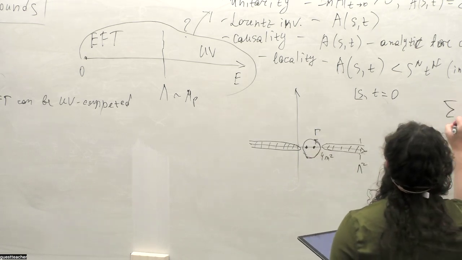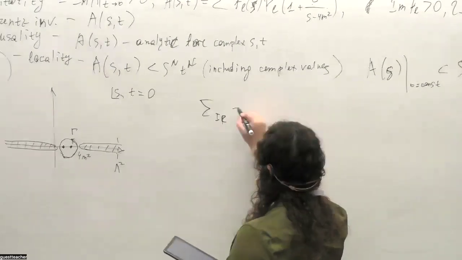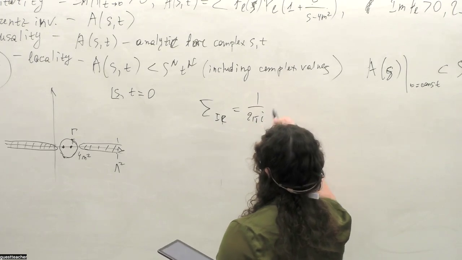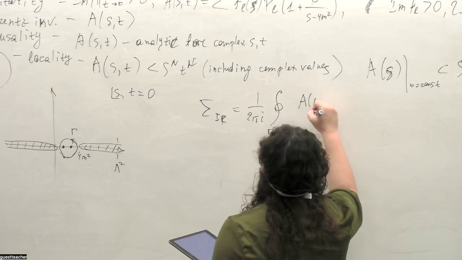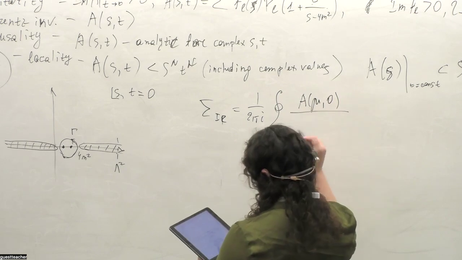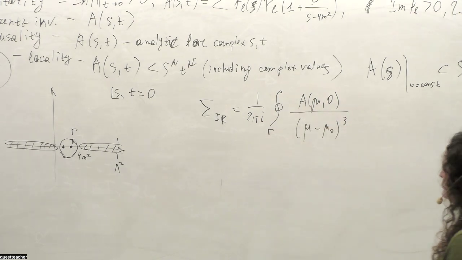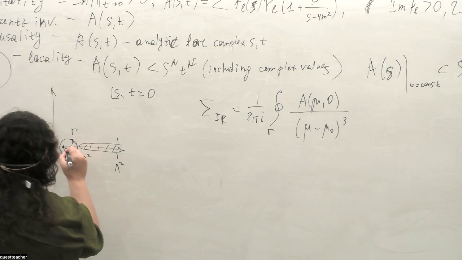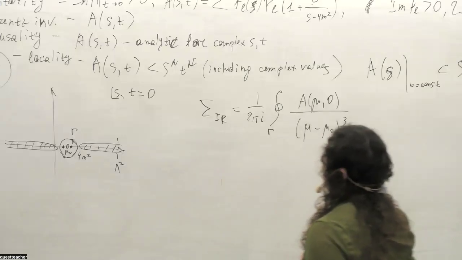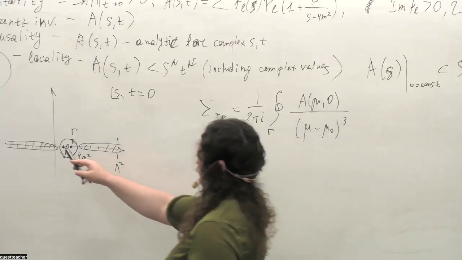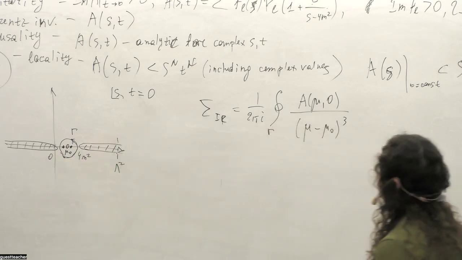So we can define a quantity. I label it sigma IR. It would be with factor 1 over 2 pi i, integral over contour gamma of the amplitude of mu, over mu minus mu0 cubed. And I pick my mu0 point here. It doesn't matter where precisely I take it, but it should be between 0 and 4m squared, and also lying on the real axis.